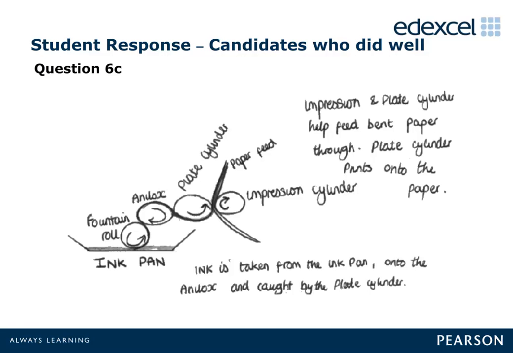In this particular response, the candidate has addressed each of these points, making use of annotations to explain that the paper is fed between the impression and plate cylinders with the plate cylinder printing onto the paper. It is important that candidates have knowledge of each of the printing processes named in the specification and can produce diagrams which describe how the process is carried out.